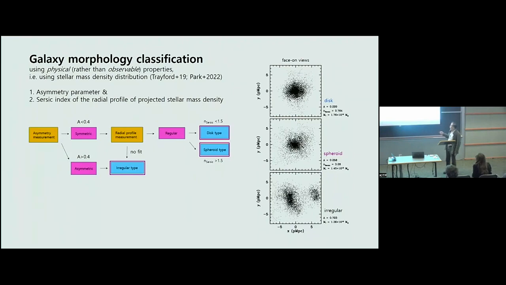For symmetric galaxies, we measure the radial profile and try to fit a Sersic profile. If the fit fails, then it becomes irregular too. But for the galaxies where the Sersic index can be measured, they are regular galaxies. If the Sersic index is less than 1.5, they are disk type, and if it's greater than 1.5, it's spheroid. Here are some examples. Disk is like this, spheroid is more concentrated centrally, and irregulars are often interacting.